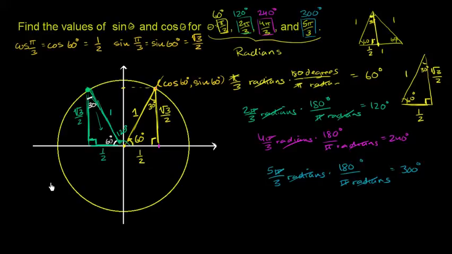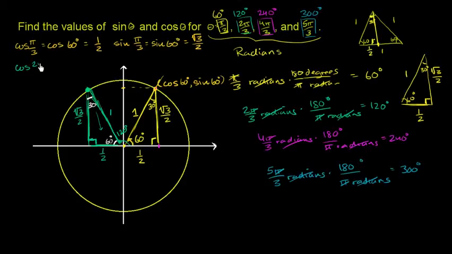So based on that, what are the x and y coordinates over here? And we know that the x coordinate is the same thing as the cosine of theta, and the y coordinate is the same thing as the sine of theta. So let me write this down. Cosine of, oh sorry, we're at 2 pi over 3.